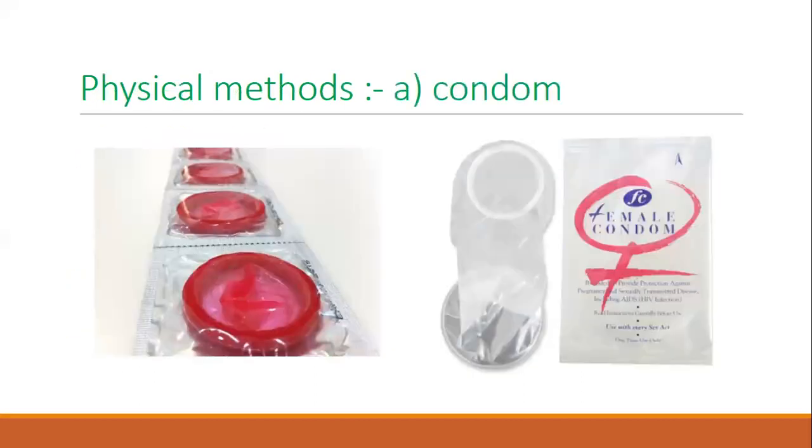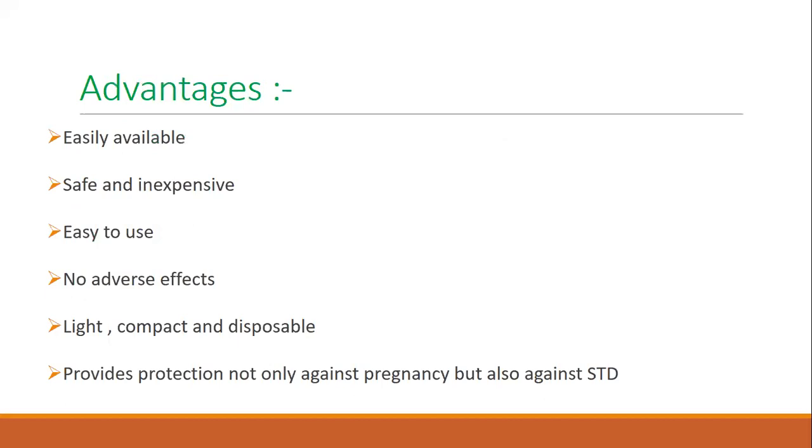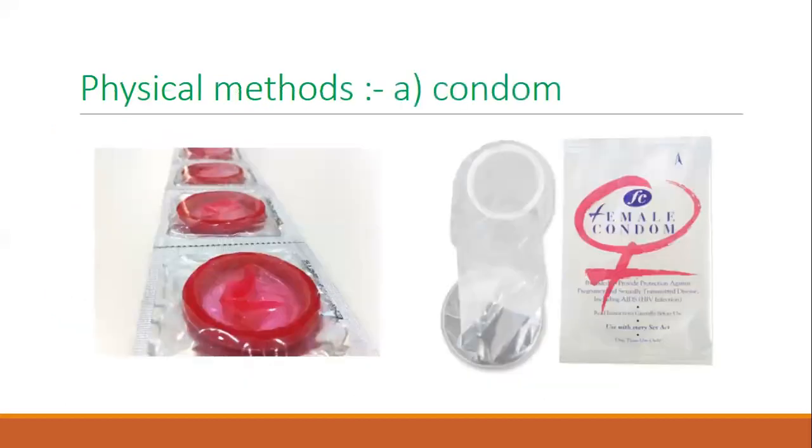Then physical methods: condom, male condom and female condom. We can see both the images in this picture. The male condom is called Nirod. Condom prevents the semen from being deposited in the vagina. Effectiveness of the condom may be increased by using it in conjunction with a spermicidal jelly inserted into the vagina before intercourse. So these can be highly effective methods of contraception if they are used correctly at every coitus.